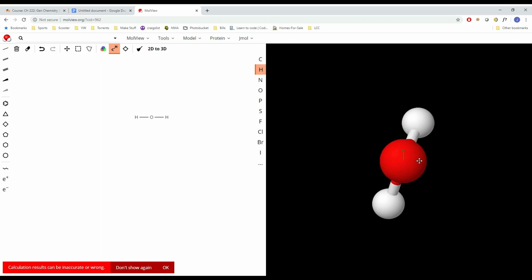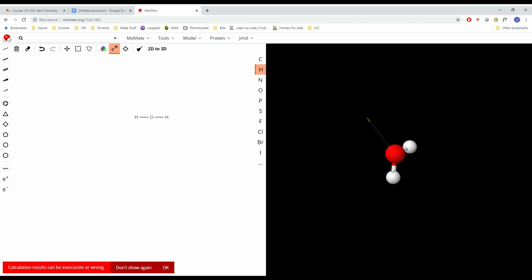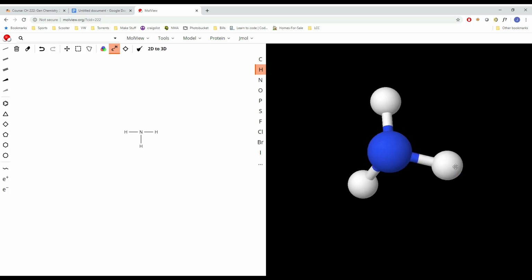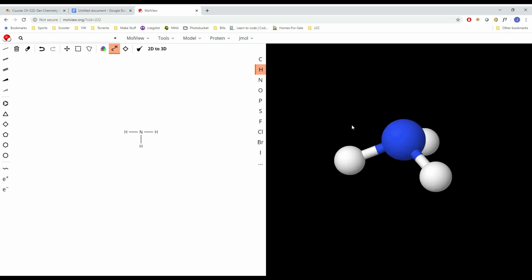There's our net dipole. So as you can see, there is a dipole here. Now if we went to something like NH3, take a second, think, would you expect this to be something that would be polar or nonpolar?